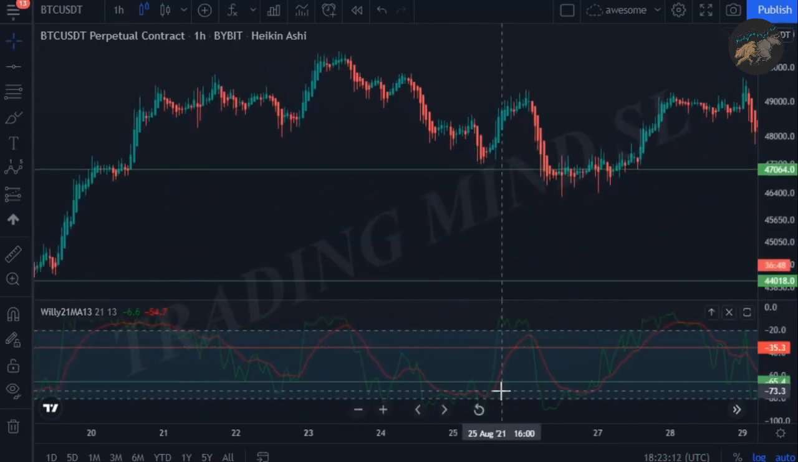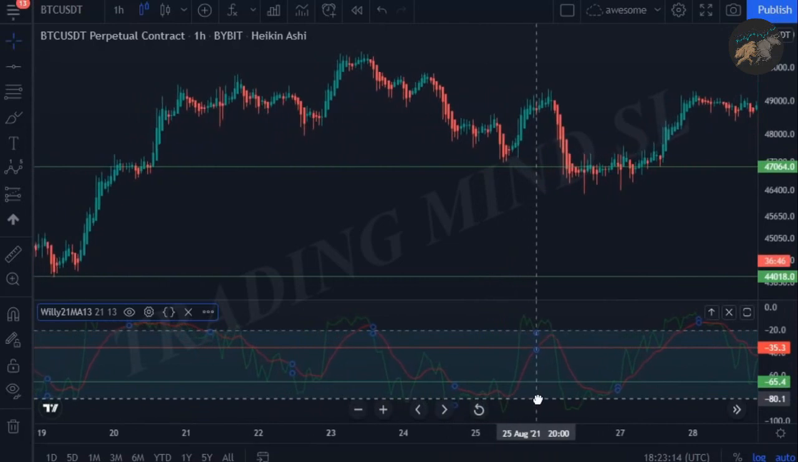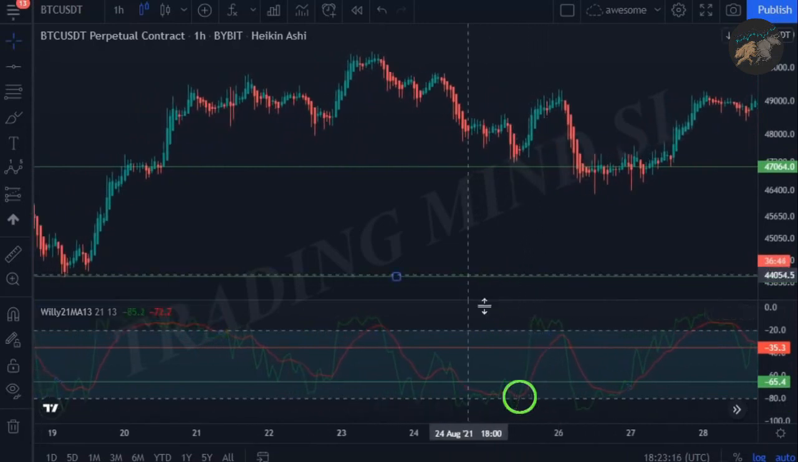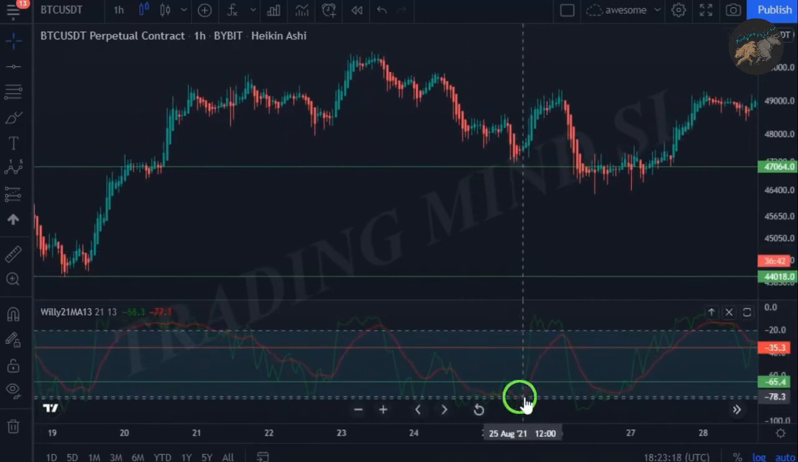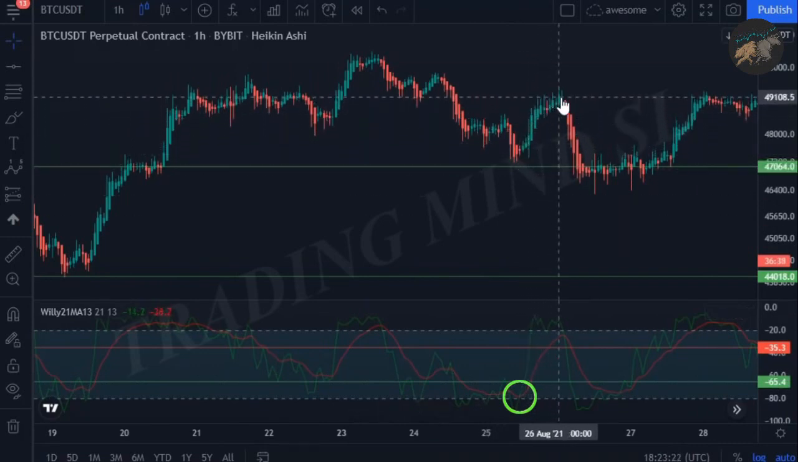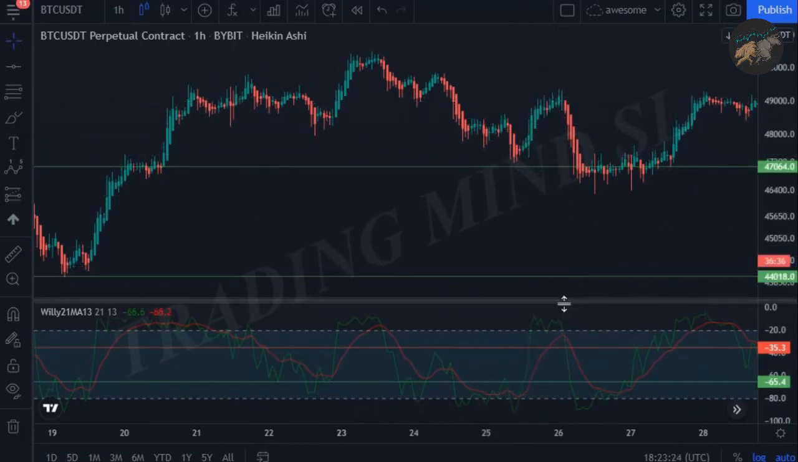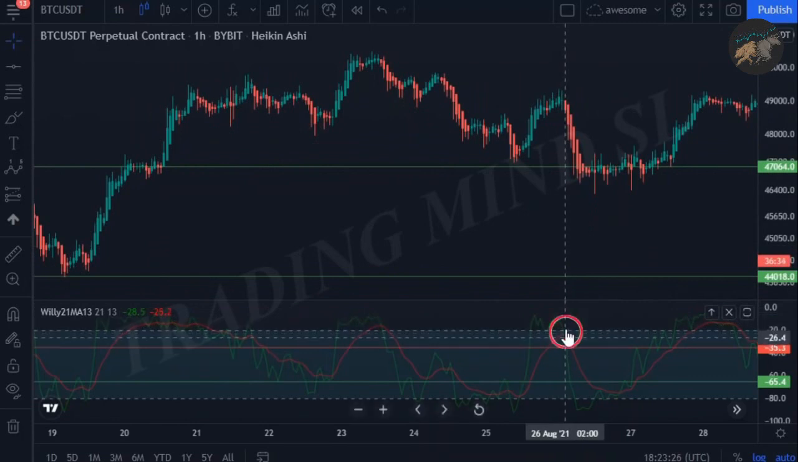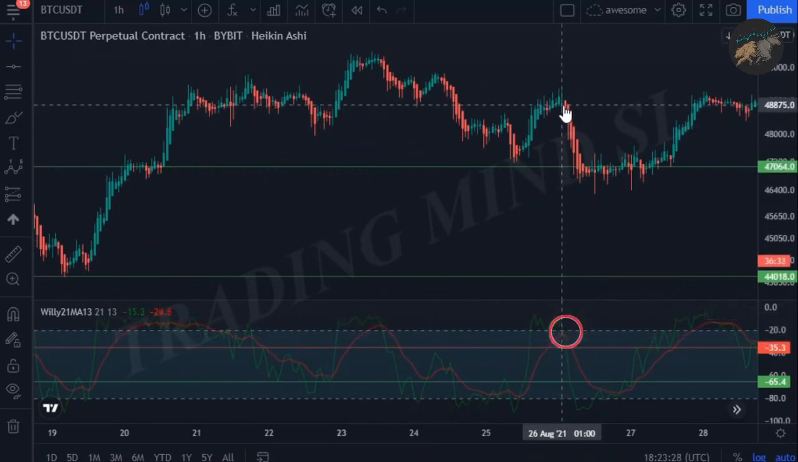Now let's see this full example. The green line cuts the red line in the buying zone. So we buy. Here, the green line cuts the red line in the selling zone. So we sell.